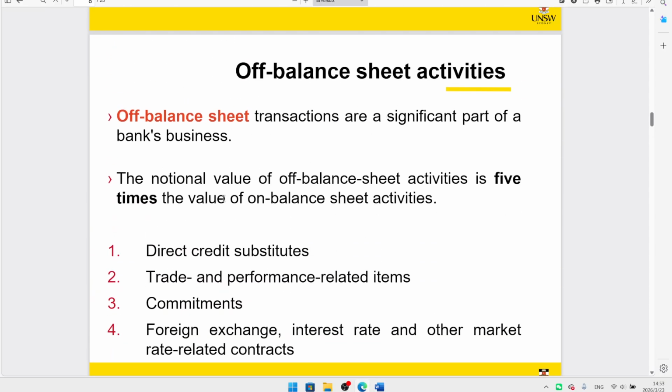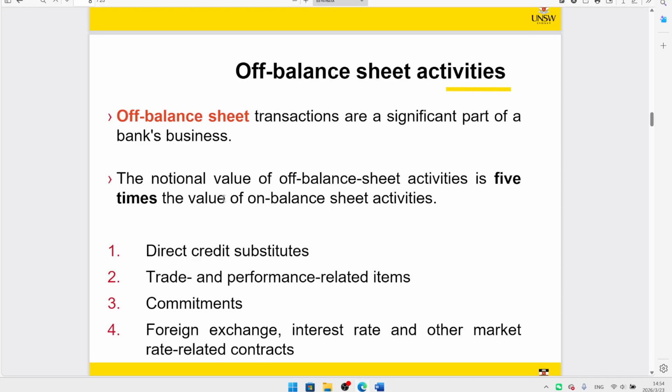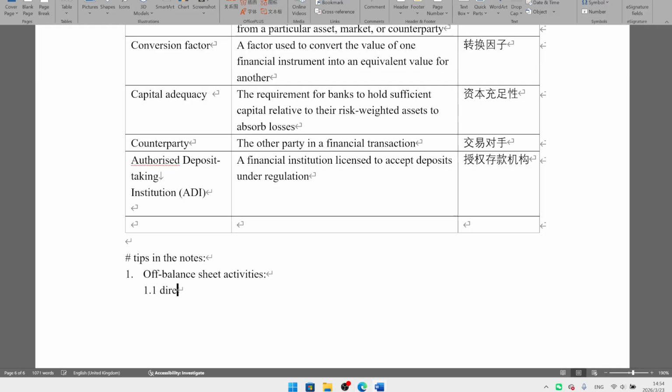So the off balance sheet activities contain five parts. So 1.1 is the direct credit substitutes.